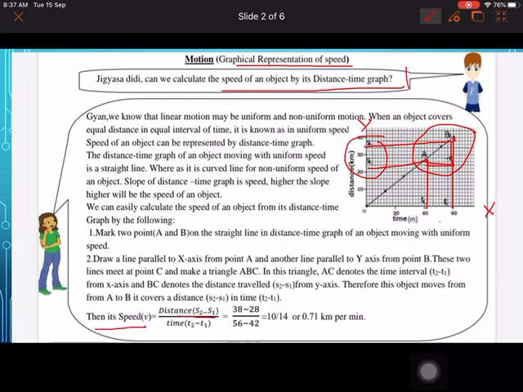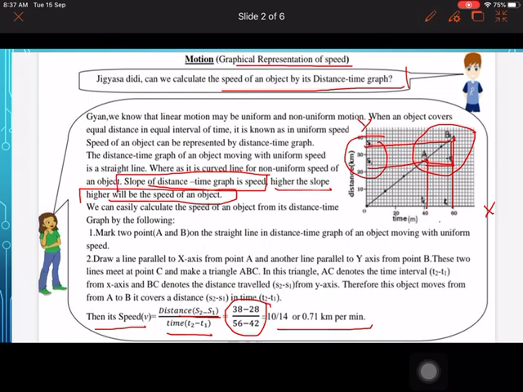So distance is S2 minus S1 and time is T2 minus T1. So it comes out to be 38 minus 22 upon 56 minus 42, that means 0.71 km per minute. So you have to remember, the higher the slope of the graph, the higher will be the speed of the object. And the slope of a distance time graph is giving you what? It is giving you speed. These are the two important things which you have to remember.